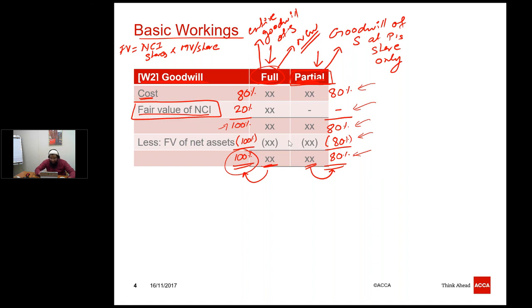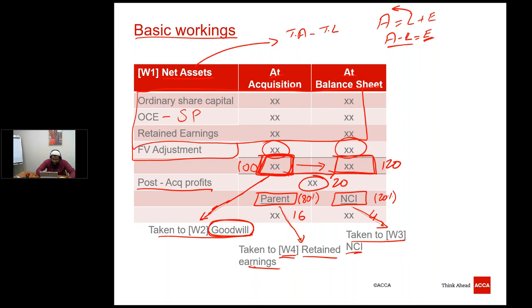Okay, Shiza is asking about fair value of the net assets. Shiza, fair value of the net assets relates to the previous slide. In working number 1, we would have calculated, and I've written these are the net assets which are taken to goodwill. So I think you have joined late. Quickly take the snapshot so you can review later.